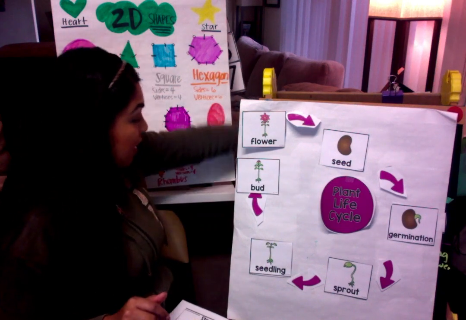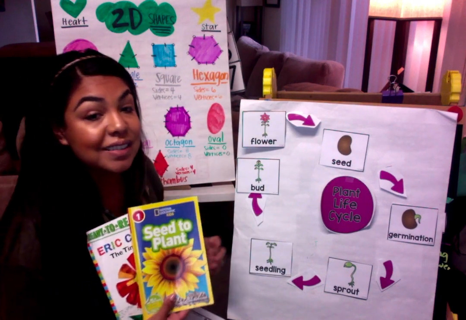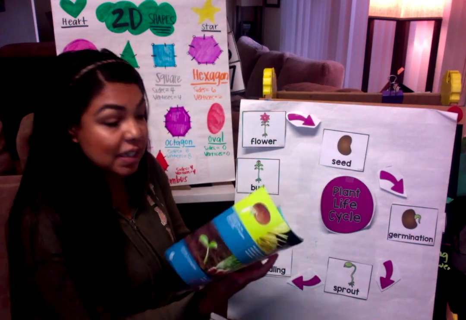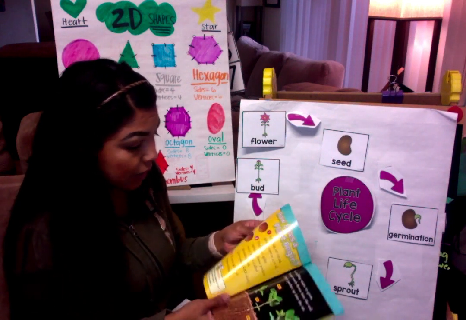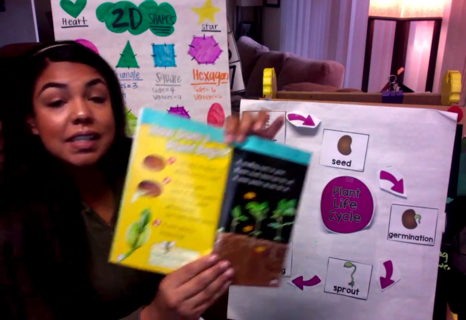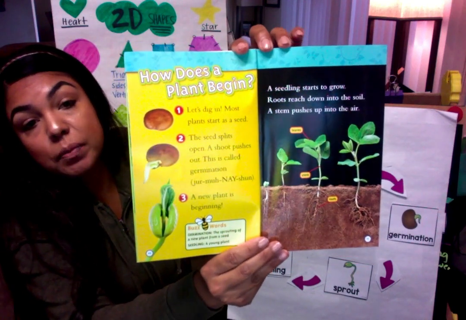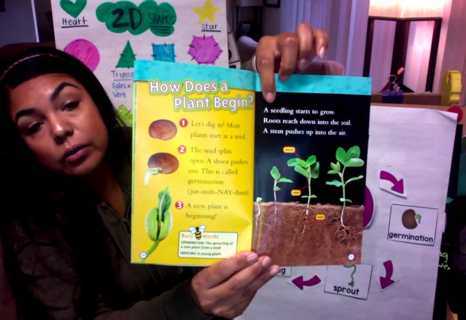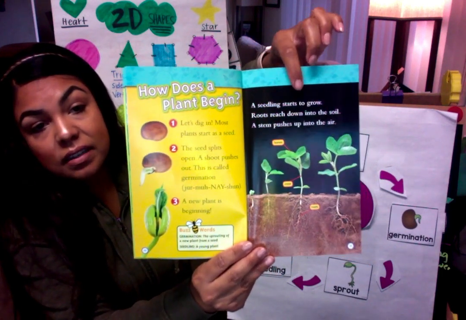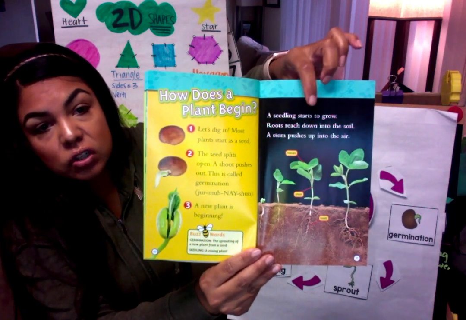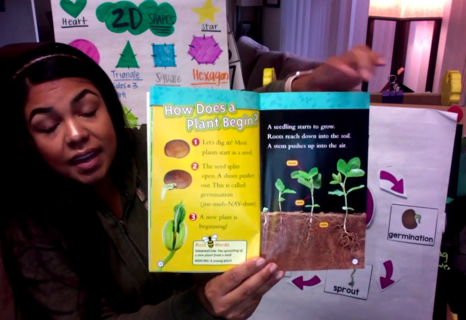And what is a seedling? Who remembers what is a seedling? Yes, we read about it. Good. So when we think about a seedling, we want to go to page 10 where it tells us about the steps of how a plant begins, right? Awesome. So just like we talked about earlier, it's very important to look in your book for information, right? So here we see that it talks about a seedling. So let me read it to you guys. A seedling starts to grow, roots reach down into the soil, a stem pushes up into the air.